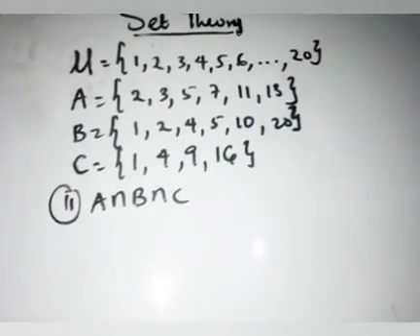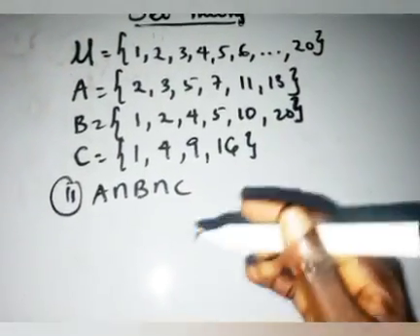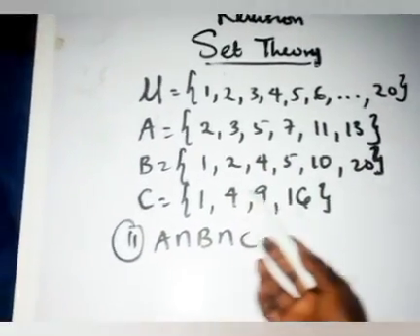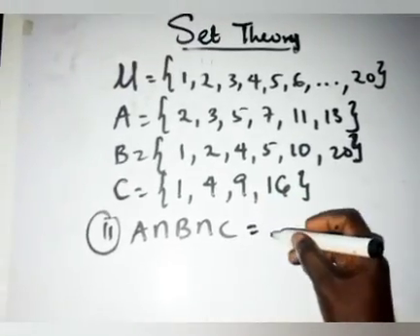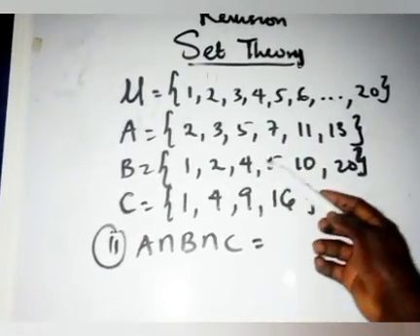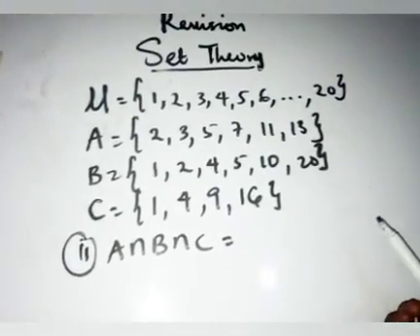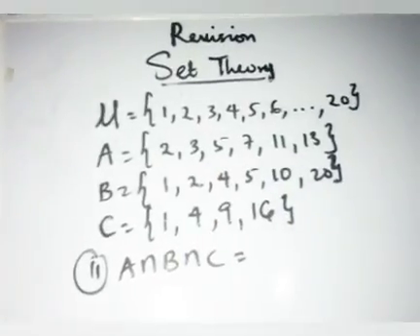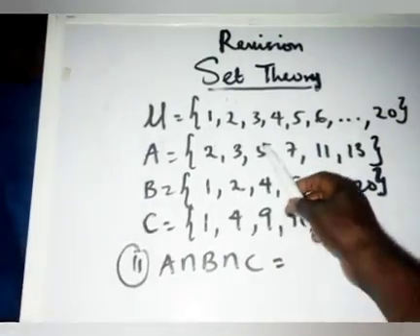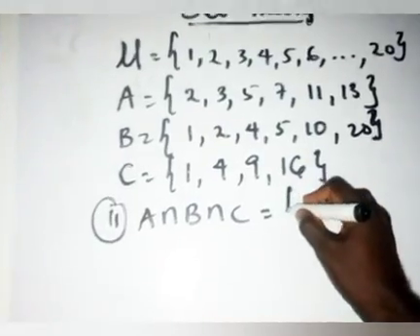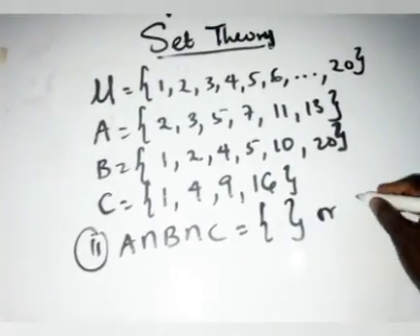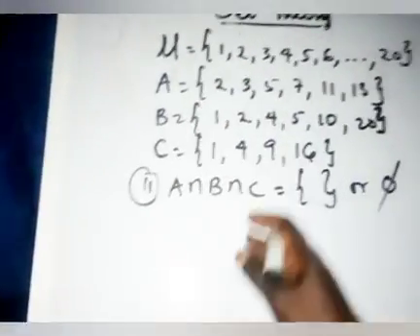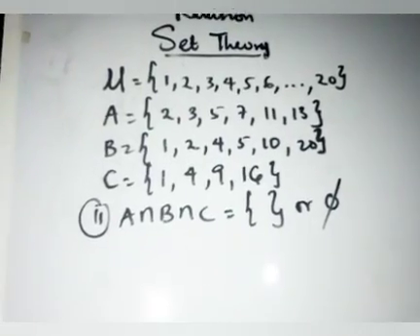The second question says we should find A intersection B intersection C. That is, what is common in A, B, and C? If you look at it very well, what is common? Nothing. We have 2 here and in B, but there's no 2 in C. We have 1 here, but there's no 1 in A. We have 4 here and in C, but there's no 4 in A. So this is the empty set because it contains no element. That means there's nothing common between A, B, and C. So that is for number two.